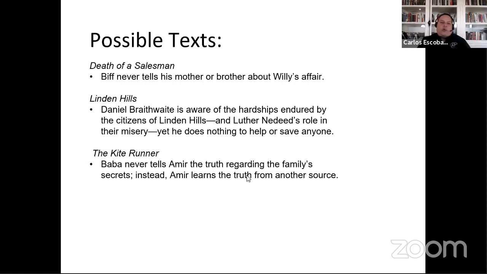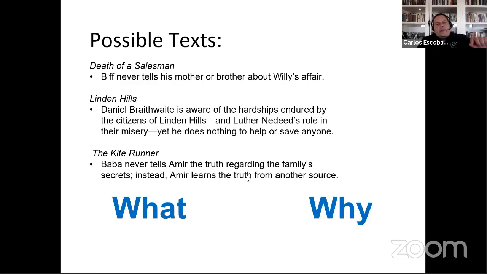So if we consider why it is that Baba kept these things, then we'll get into Hosseini's head, I think, a little bit more. These bullet points, however, are the what, right? What is the deception in each of these texts? Then we have to consider why.